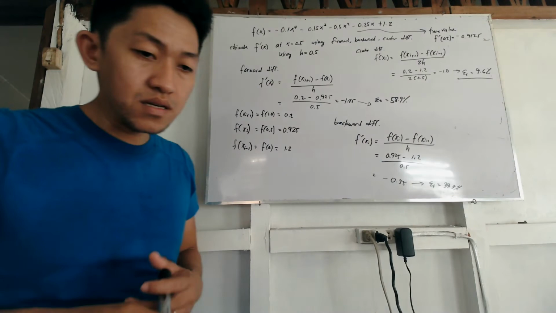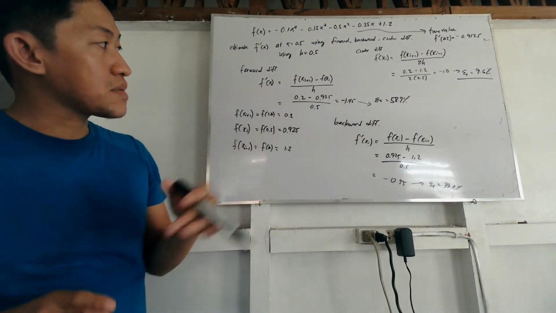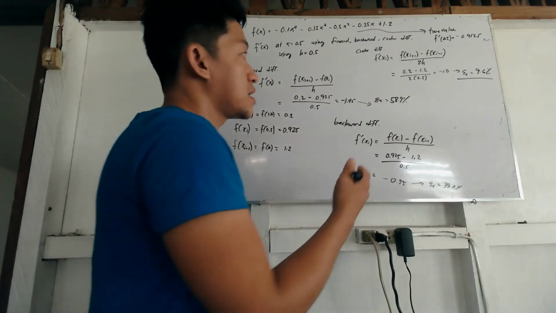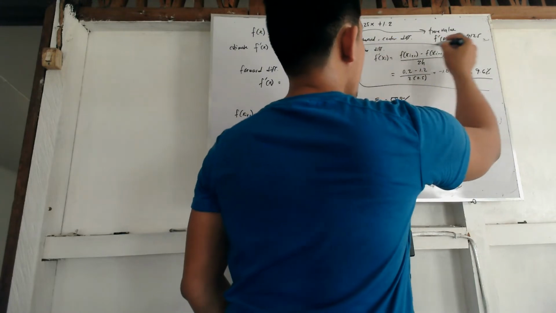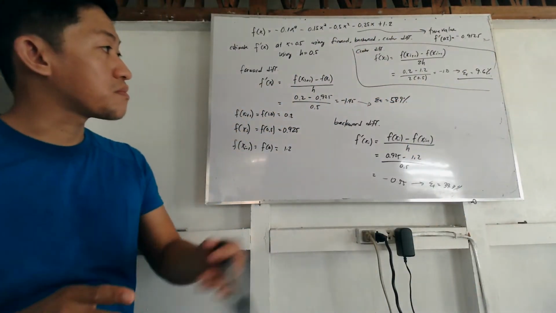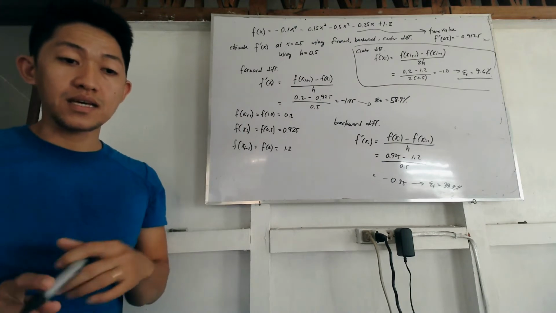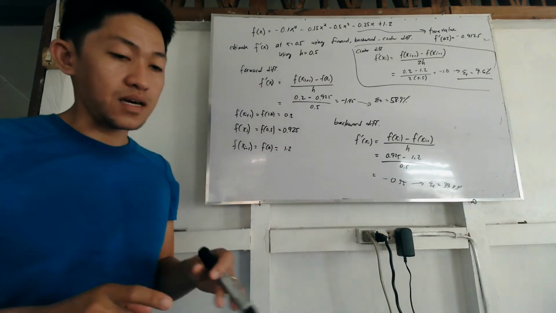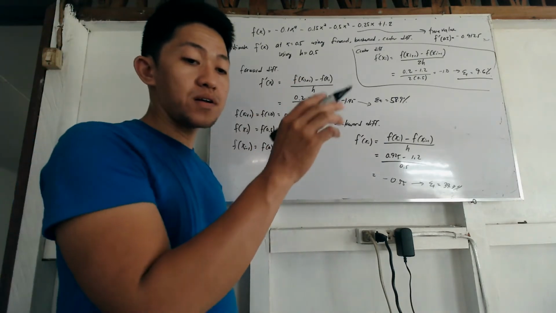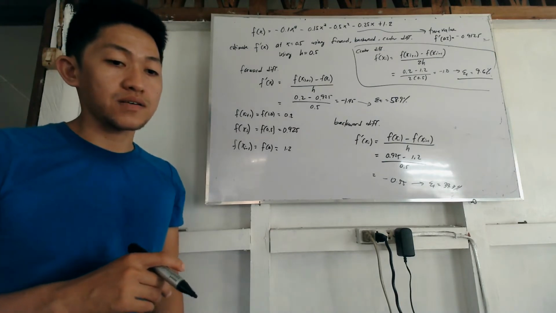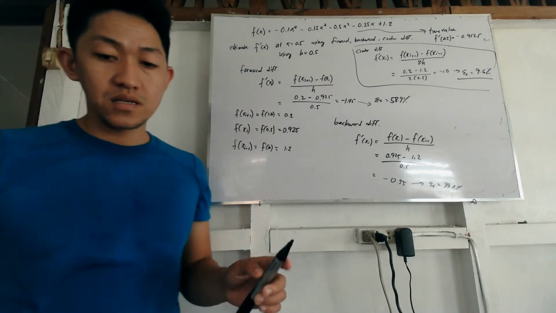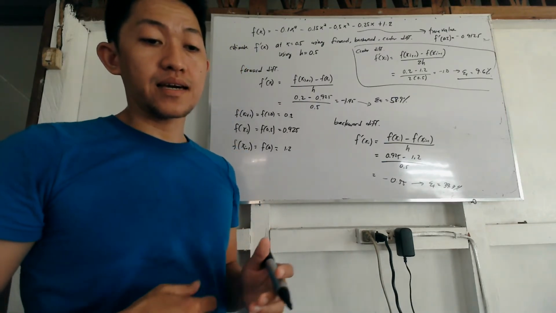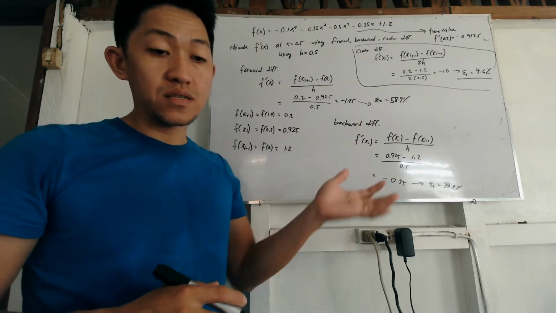Okay, so you'll notice the gap between forward, backward, and center difference. As you can see, the center difference gives a much better approximation in comparison between the two methods. That's because the center difference is of second order accuracy. So that's one way of estimating the first derivative. Okay, you can use the center difference.